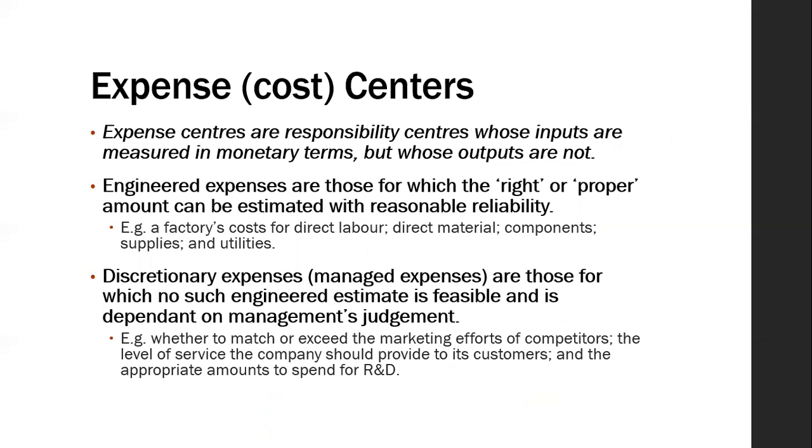Okay? There are two types of expense centers, engineered and discretionary. So engineered expense centers are those for which the right or proper amount can be estimated within a reasonable reliability. We'll talk about that in the next slides. Discretionary, on the other hand, are those which has no engineered estimate and is dependent on the management judgment. An example of an engineered expense is production or manufacturing plant.